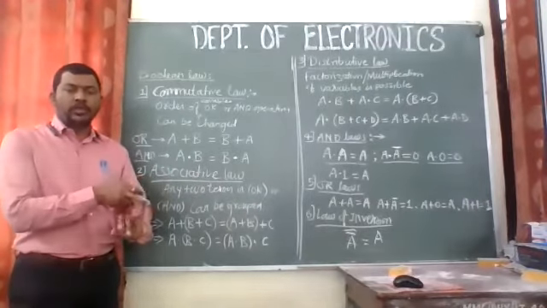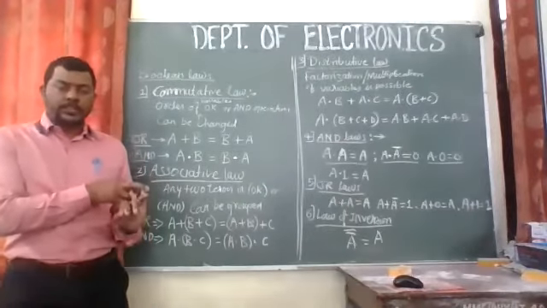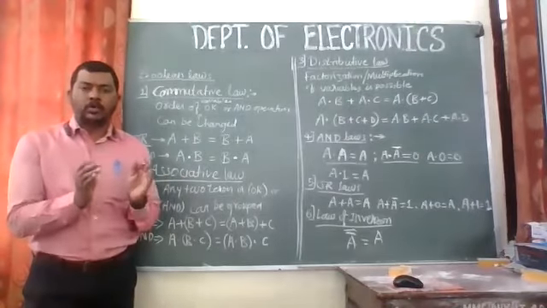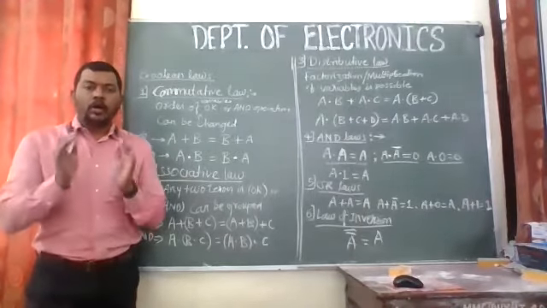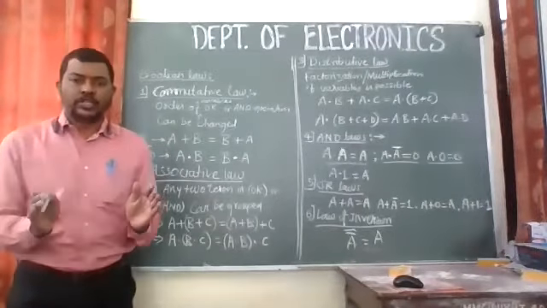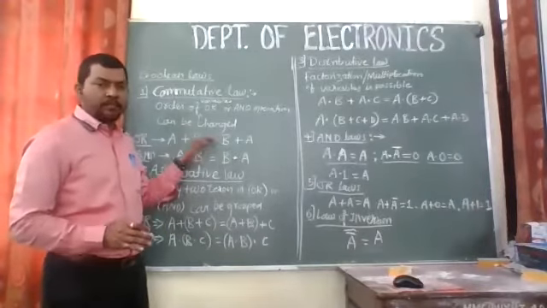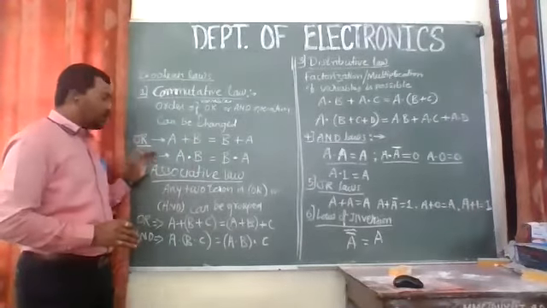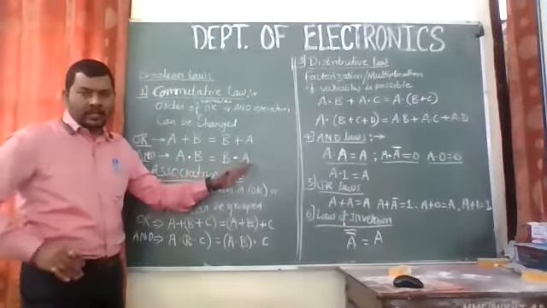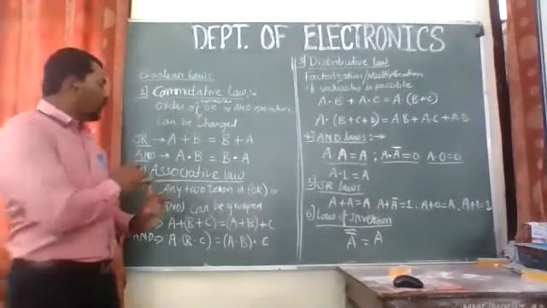I guess I am repeating it for you again. The first law of Boolean algebra is the commutative law, in which the order of variables in OR and AND operations can be interchanged, right? So A plus B can be written as B plus A. Similarly, in AND operation, A dot B can be written as B dot A, right? This is the first law, that is the commutative law. I guess you have understood this.